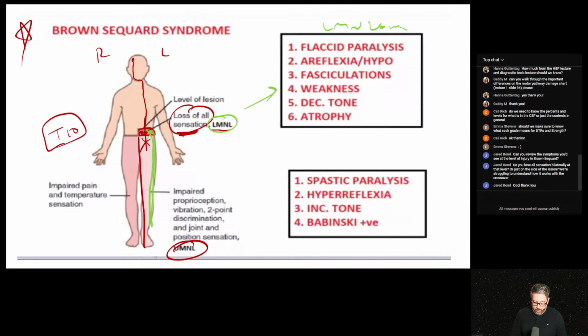And then just remember pain and temperature, light touch, and pressure as well. And then here's all your other things that you lose on that side. So just memorize this one.